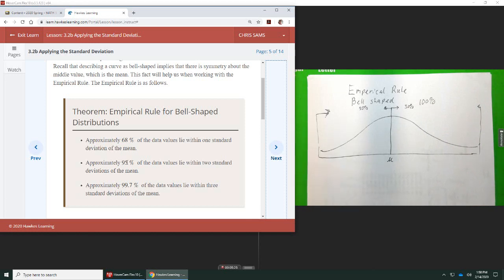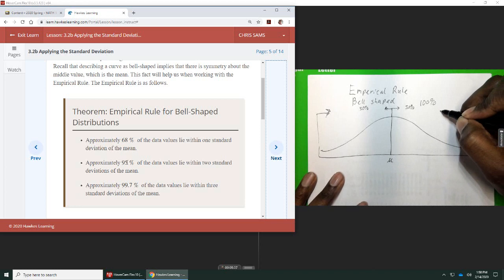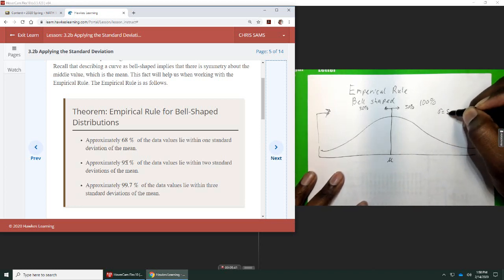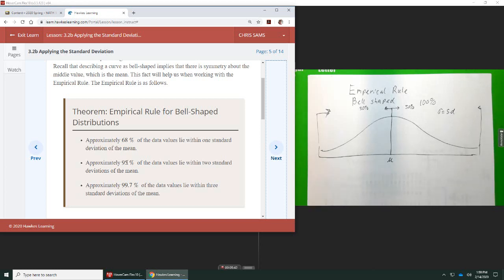Now, what the empirical rule is saying is that you're going to be given a mean, some number, and you're going to be given a standard deviation, sigma. I'm going to say SD for standard deviation.